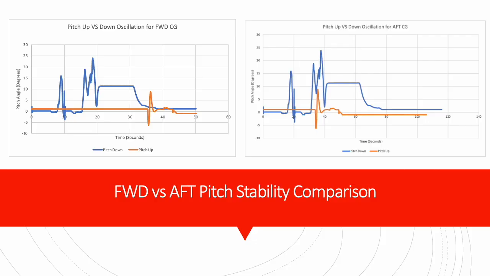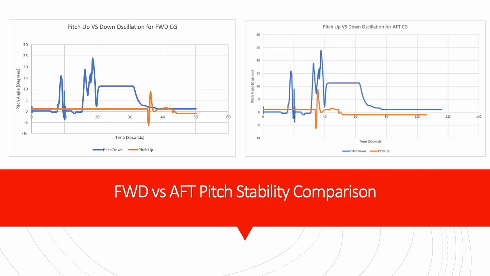The sustained and larger oscillations would likely necessitate more active and precise pilot input to control the aircraft, hence implying higher pilot workload. An aircraft with an aft CG tends to be more pitch sensitive as well. This means smaller stick inputs can result in larger changes in pitch attitude. While this can offer good maneuverability, it can also make the aircraft feel less stable and require more attention from the pilot to avoid over-controlling.